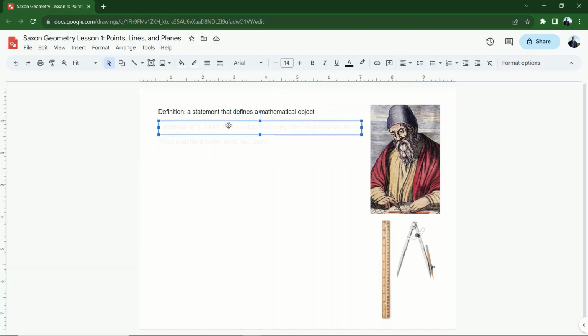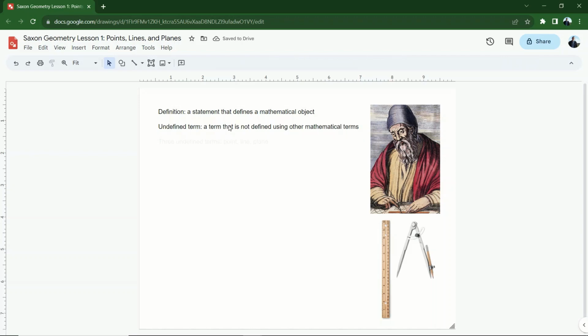But I think I can help you overcome the problem with this in just a moment, so bear with me. We're also going to define an undefined term, and that's going to help us wrap our heads around this one. An undefined term is a term that is not defined using other mathematical terms. Now I'm going to say this, in geometry, we need some undefined terms. We need some basic terms that don't have to have definitions themselves, but that we can use to define all of the other terms in geometry. I want you to picture undefined terms as building blocks. These are our building blocks of geometry. And we're going to define terms based on our most basic undefined terms.